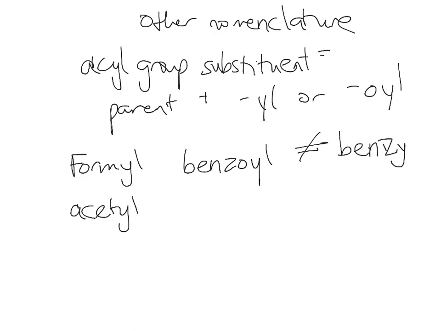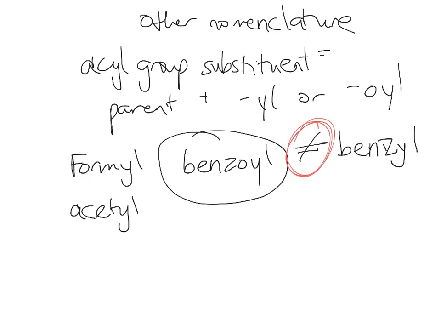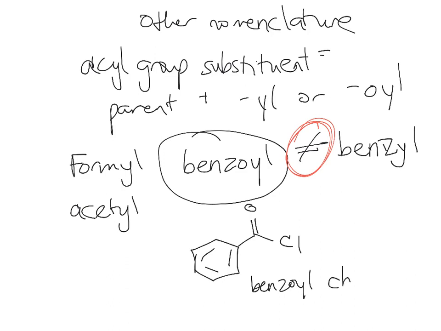So benzyl just means you have a benzene ring with the CH2 attached to whatever you're doing it. The benzoyl group has a carbonyl. So those are not equivalent. Here's an example. This molecule is often called benzoyl chloride. So here's your benzoyl group attached to a chlorine.